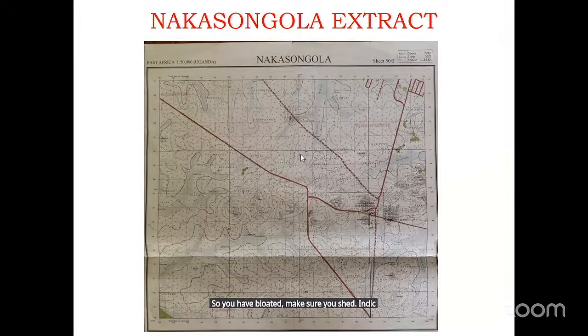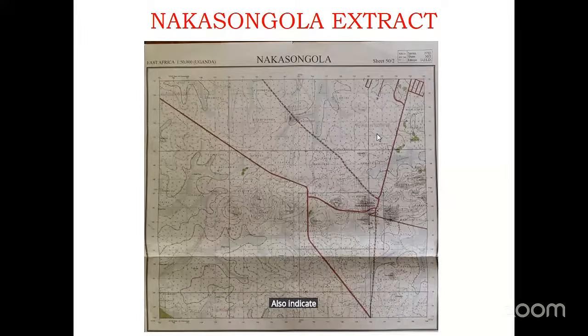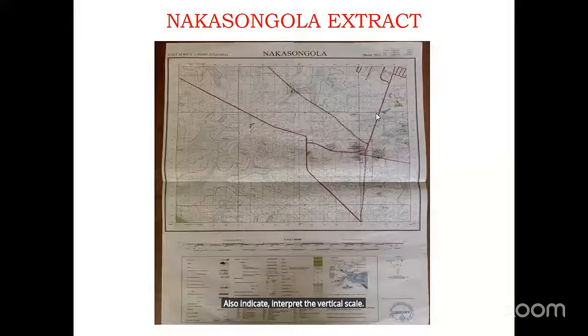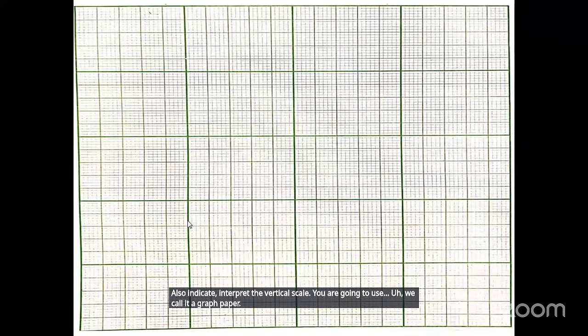Indicate the distance, the horizontal distance in kilometers. Either they are 6 kilometers or also interpret the vertical scale. You are going to use what we call graph paper. The cross-section is drawn on graph paper. You ask, UNEB sends graph papers.